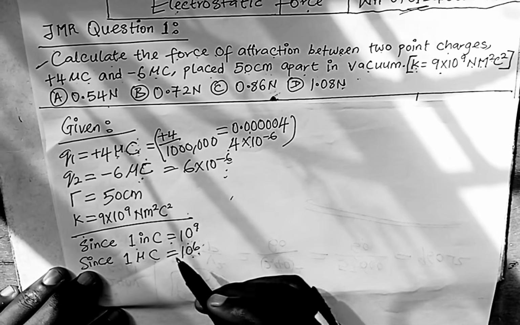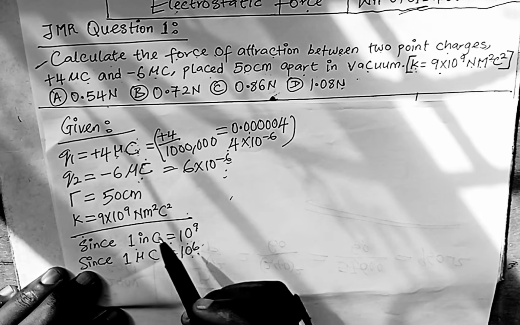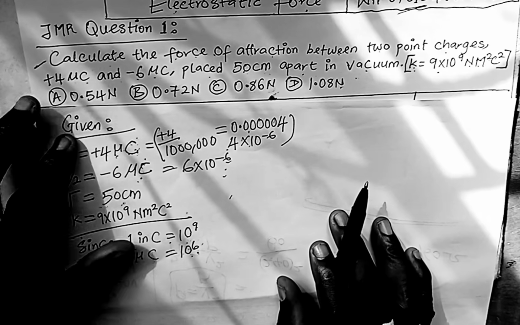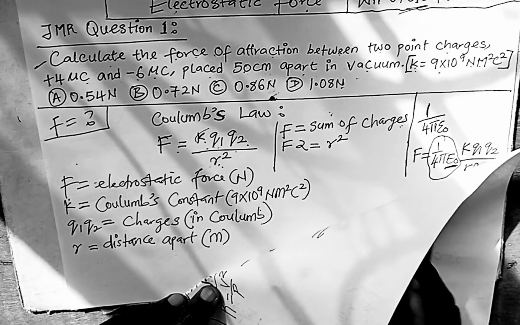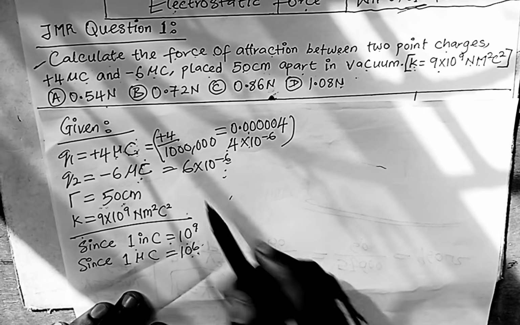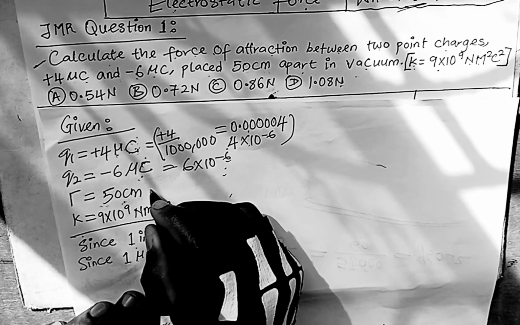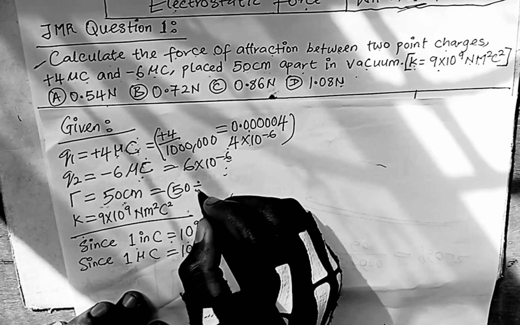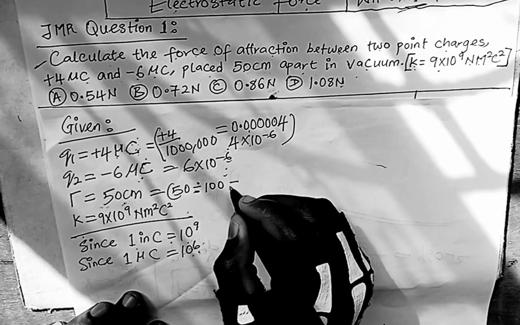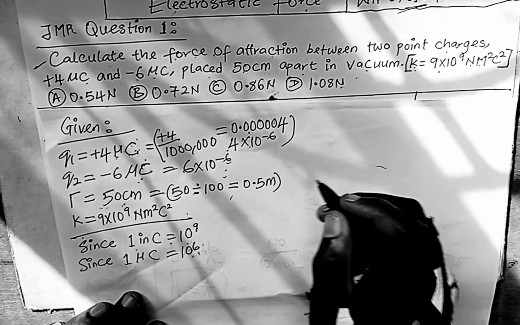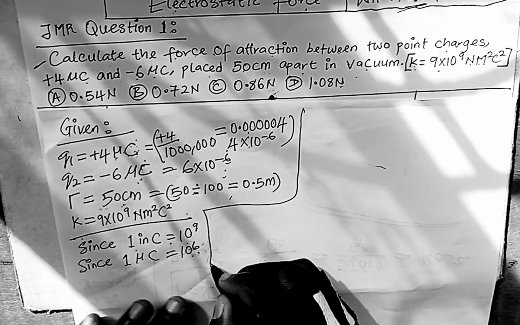All right, so we have to look at if we are to convert any other thing. Look at this one again. Distance is supposed to be in meter. Centimeter is not the standard unit for distance. So to convert this to meter, we do 50 divided by 100. That should give us 0.5 meter. Okay, so we are done with the conversion. We don't have to convert anything again.